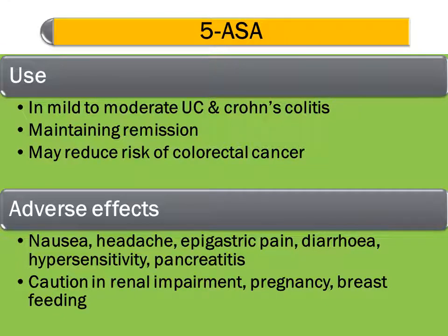So, in mild to moderate ulcerative colitis and Crohn disease, 5-aminosalicylic acid is given. It will maintain the remission and may reduce the risk of colorectal cancer. The adverse effects of 5-ASA are nausea, headache, epigastric pain, diarrhea, hypersensitivity, and pancreatitis. So we should be cautious in renal impairment, pregnancy, and breastfeeding.